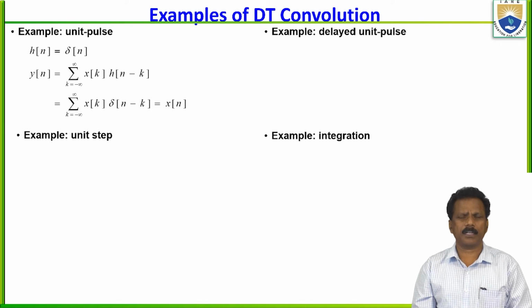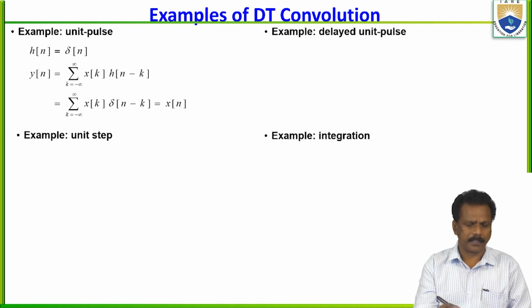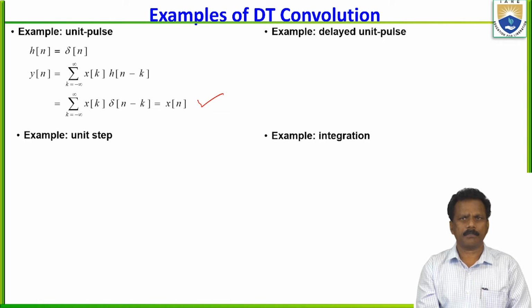For the unit pulse, h of n is equal to delta of n. The output response y of n is equal to the summation k equal to minus infinity to plus infinity of x of k into h of n minus k. Finally, y of n is equal to the summation of x of k into delta of n minus k, which is equal to x of n. This is related to the unit pulse.